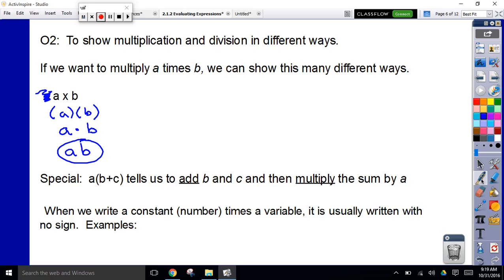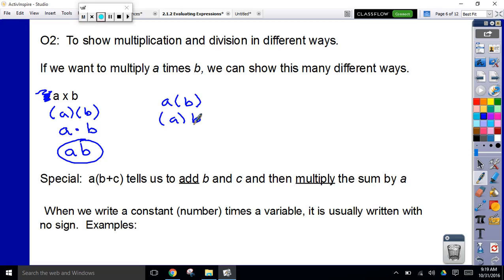Just a couple other ways. You could also put just one of the numbers in parentheses, and that would also show multiplication. Okay, but there's a special one down here. We'll work with these types of expressions a lot. a times (b plus c) is telling us that we need to add b and c first and then multiply by a. Just use our order of operations that we already learned about.